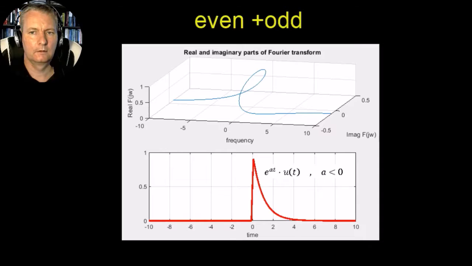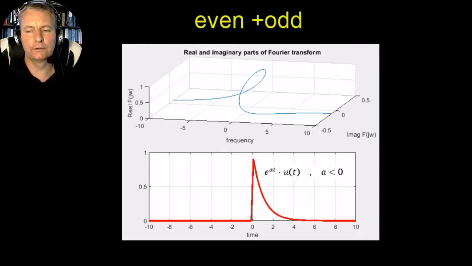So now we've added the even component to the odd component in the time domain and got back to our original function, e to the at times u of t. Now we've seen from the last two slides that the even component of this gave us the real component of the Fourier transform, and the odd component of this gave us the imaginary part of the Fourier transform.